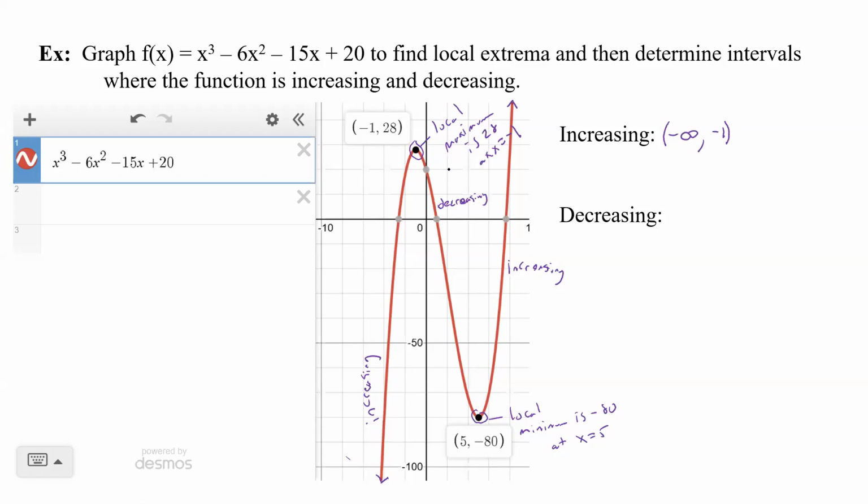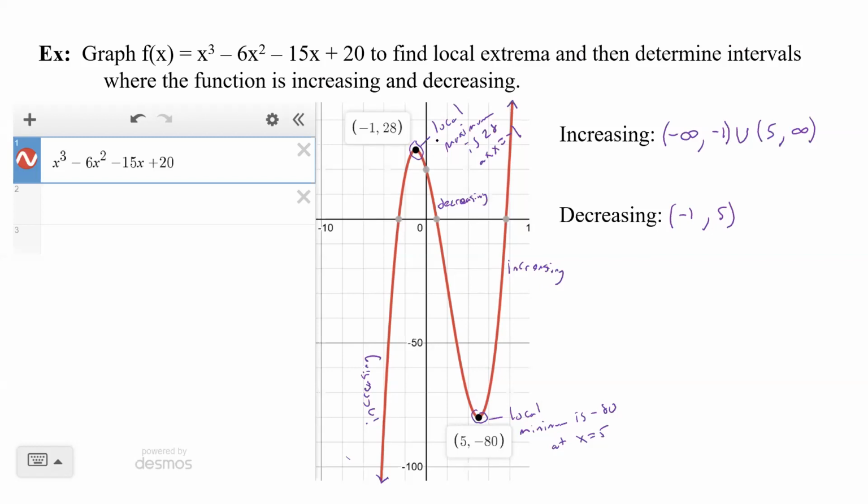Now after that it starts decreasing. So let's go ahead and start our decreasing part. It's decreasing from -1. Again, we don't include it. Up to, and then we go all the way down here. This is where the min is, and so it goes up to 5 where it's decreasing. It doesn't include 5. And now it starts increasing again. So now we need to have a union. We're going to start at 5, and it's just going to go up to positive infinity, because as you go up, it keeps going to the right, and it's going to go forever in that direction.